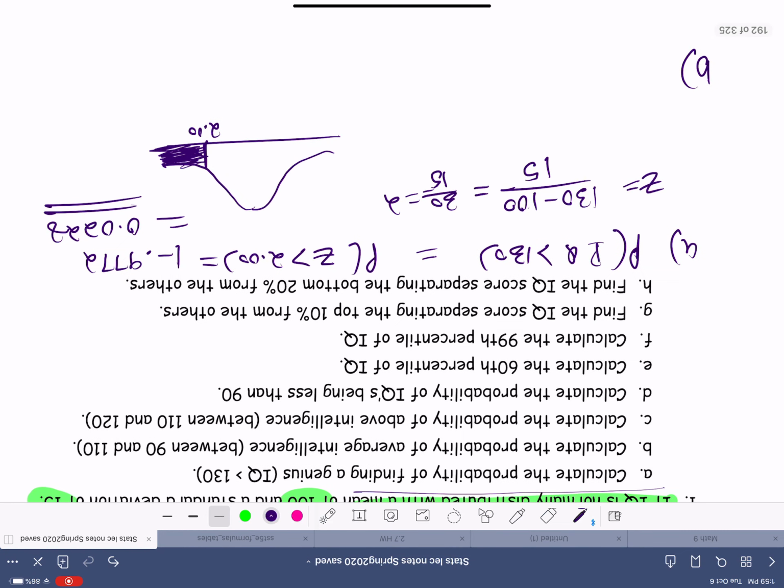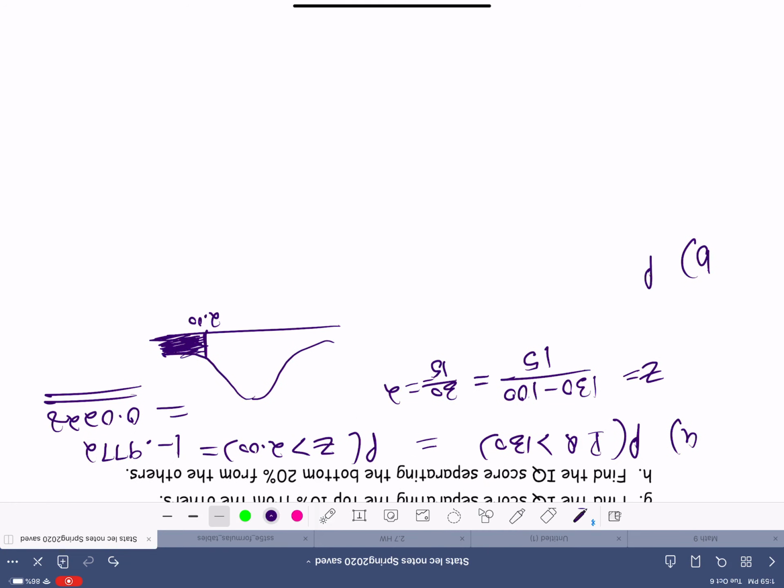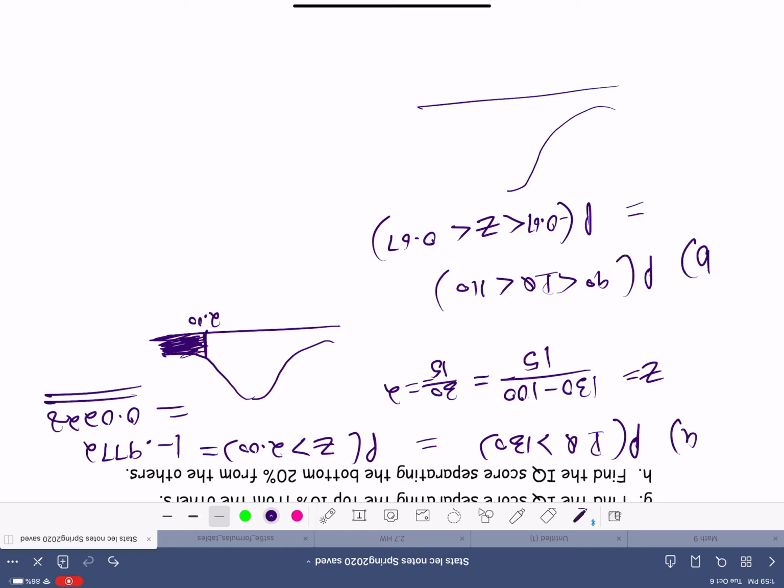Okay, now we have part B. Part B is asking to calculate the probability of average intelligence, between 90 and 110. What is the probability that you randomly select somebody and their IQ lies between 90 and 110? Let's find the z-scores for 90 and 110 both. For 110, the z-score would be 0.67, and for 90, negative 0.67. So we want the area in between these two z-scores, negative 0.67 and positive 0.67.